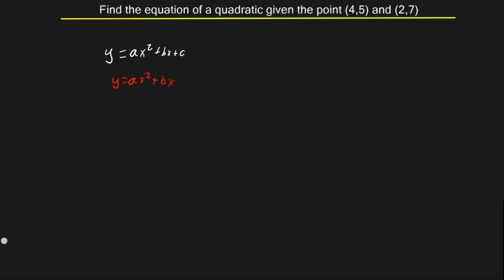So we're going to get 5 is equal to a times 4 squared, which is 16a, plus 4b. And our second equation is going to be 7 is equal to 4a plus 2b. And we can go ahead and use one of the methods that we learned. We're going to use elimination since it's much quicker.